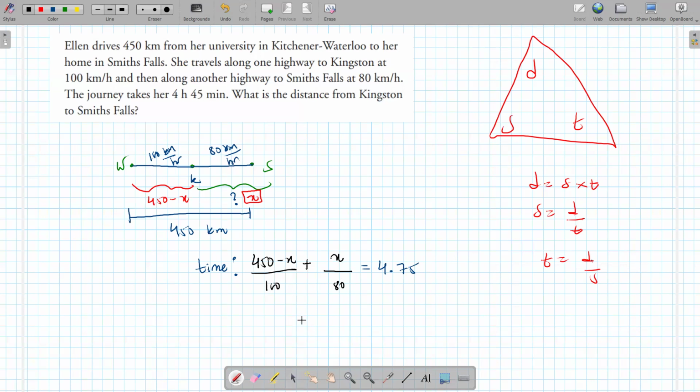It's still a linear equation, it just has fractions. How do you solve this linear equation for x? Because the question's asking us for x. You have a fraction, so you want to take the LCD. Anytime you see fractions, take the lowest common denominator. What is the LCD between 100 and 80?